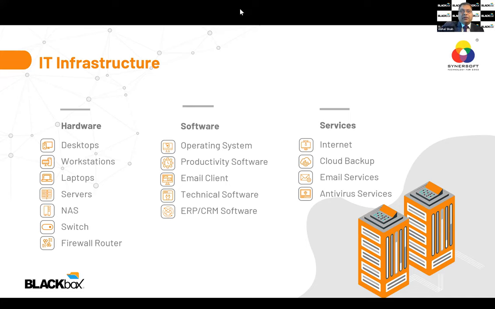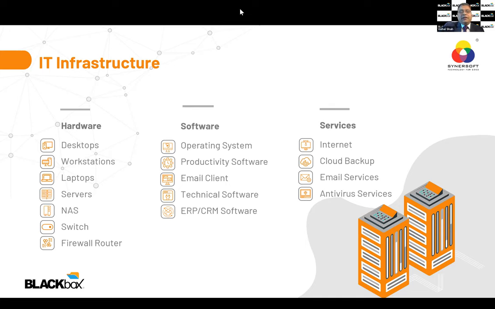Then we spend also on the service. We have to use internet, and for that we have broadband connection, lease line connection, or maybe 4G, 5G connection, or the dongles. So we spend on internet. We also spend on cloud backup service because we want to take the backup of our data off the premise to take care of any hardware failure or any kind of disaster. We also use email services of Google or Microsoft or GoDaddy, such email services. And we also use antivirus services. This is where we spend recurring cost on IT infrastructure.